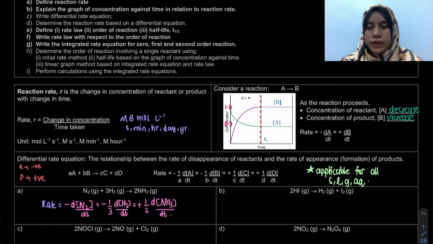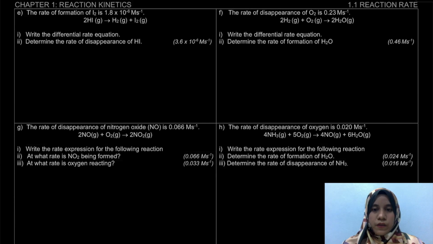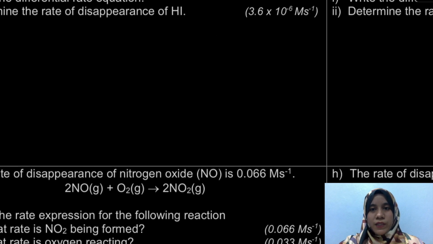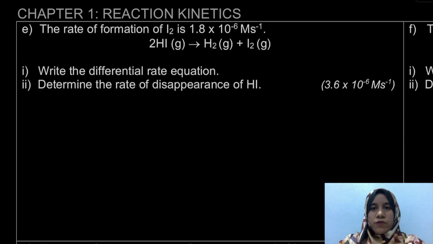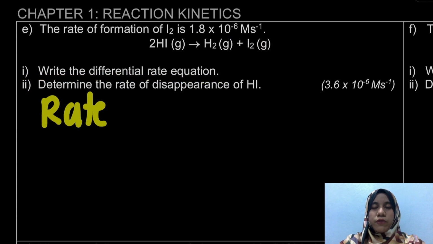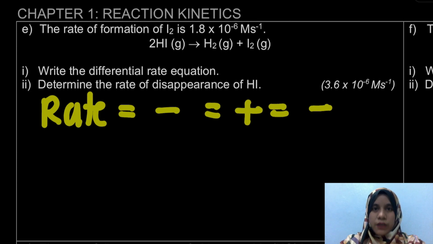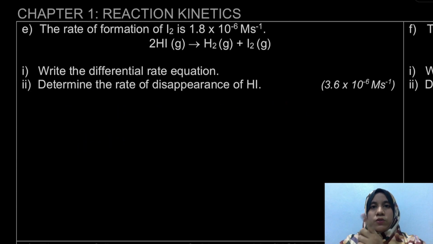For the next page, based upon the differential equation, we're going to do calculation as well. So now let's look at question E. Here is the information: the rate of formation of I2 is 1.8 exponent negative 6 molar per second. But first, they ask for the differential equation, so we have to write the rate equal to the negative and the positive sign. It's important for you to write down the rate as well.